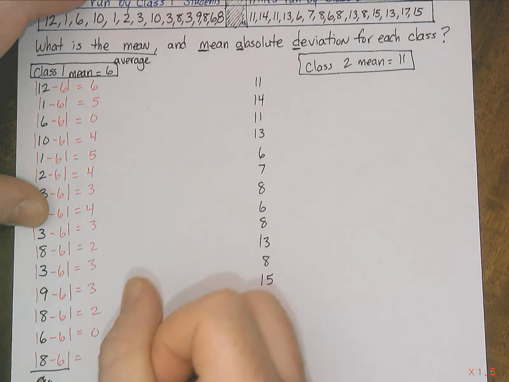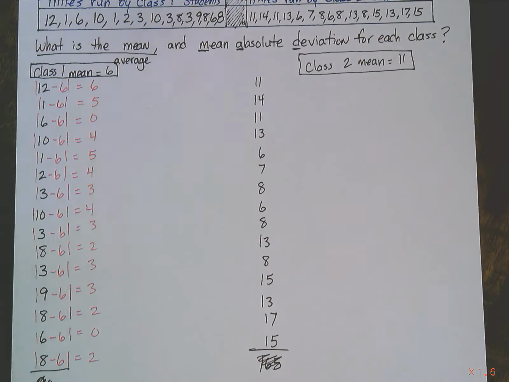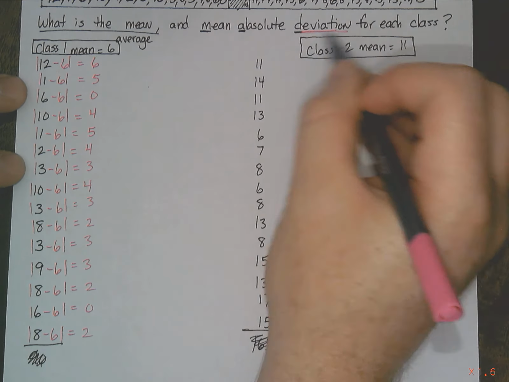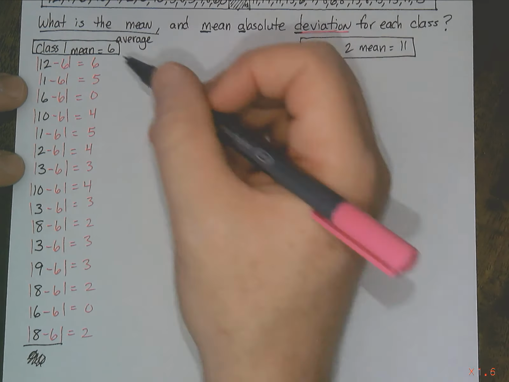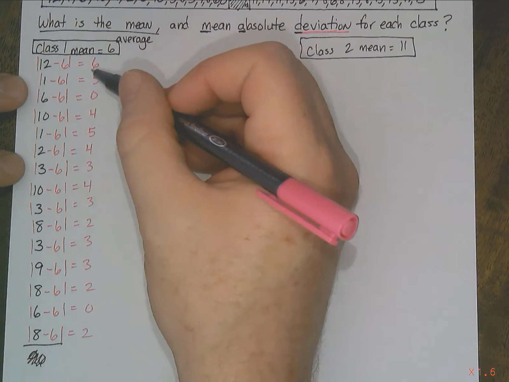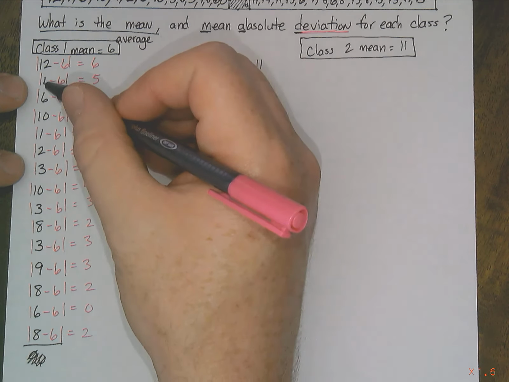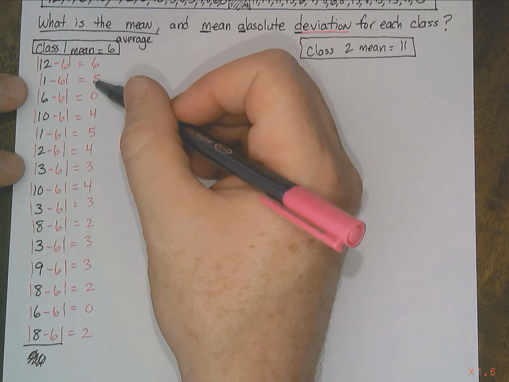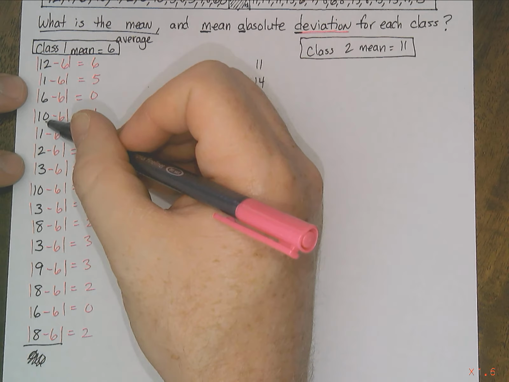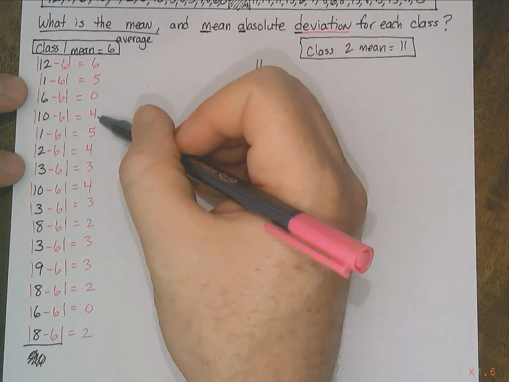So all these end up here. Okay, so that's how much they deviate. That's where that word comes from, deviate. So it deviates this much. So again, first person that ran 12 miles, he ran 6 miles extra. Second person that ran, he ran 5 miles less than the average. This person ran the average. This person 4 miles above average.